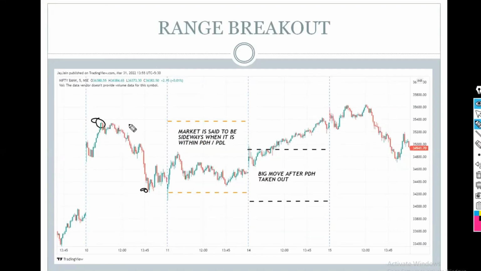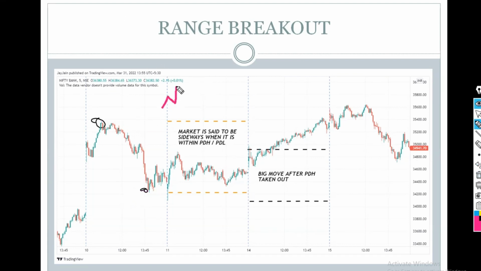So, as you can see in this image, this is the high of day one and this is the low of day one. And on the second day, the market stays exactly inside the high and low of the first day. Now, the market is said to be sideways when it is within the previous day high and previous day low. Now, why do I say that? Try to understand one thing.